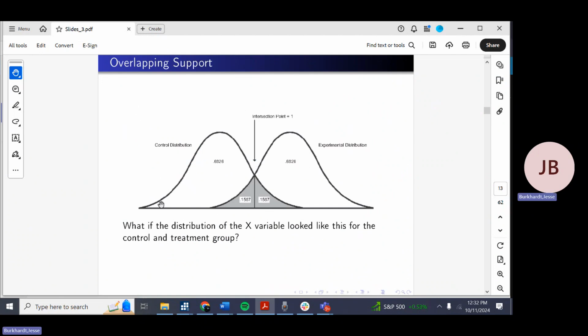Here's a graphic distribution of overlapping support. So what this is saying is, if this is the distribution of the X variable, our confounder, for the control group, and this is the distribution of the confounder for the treated group, we cannot compare people out here to people down here. We can only compare here. This is our overlapping support.